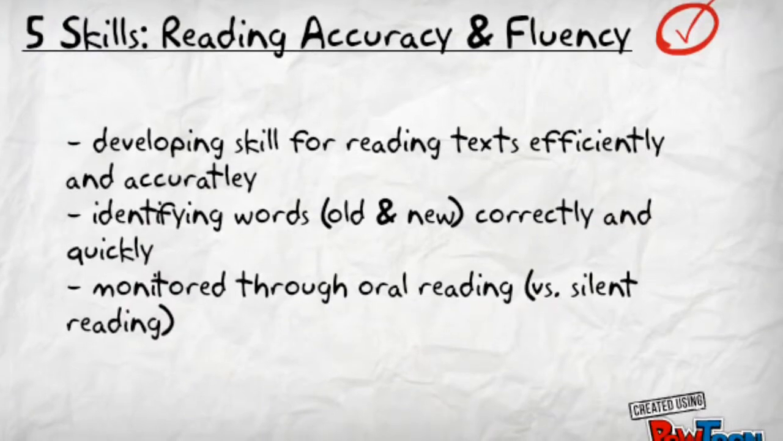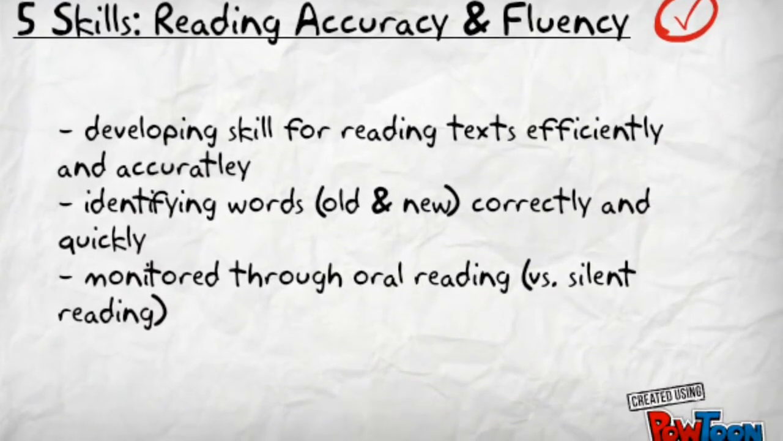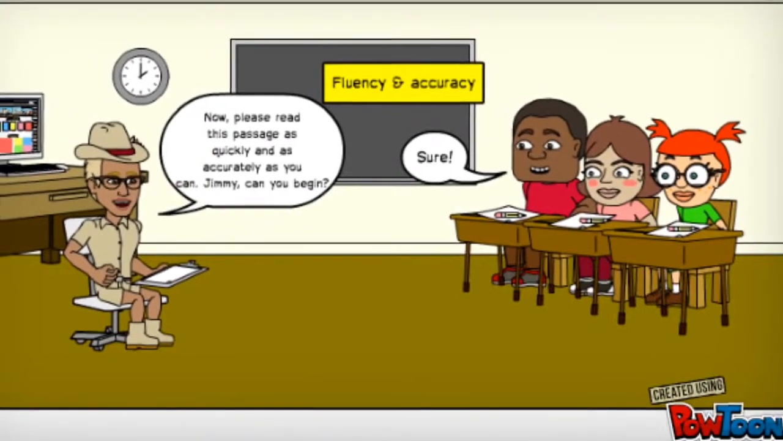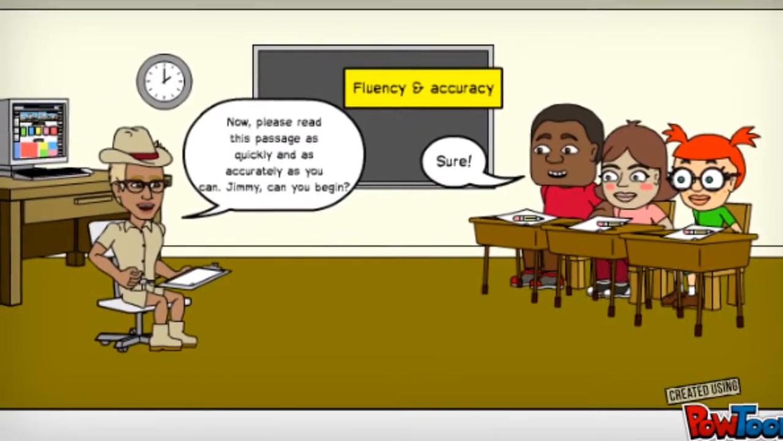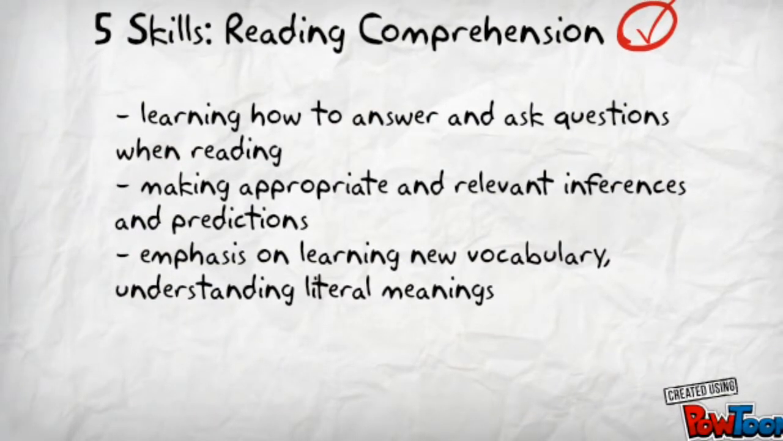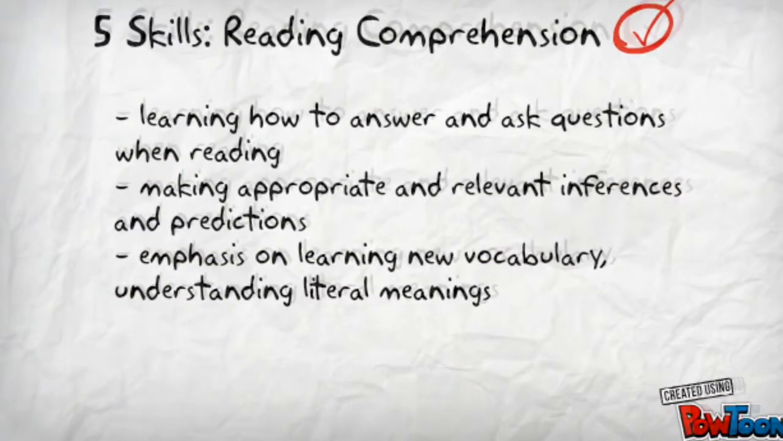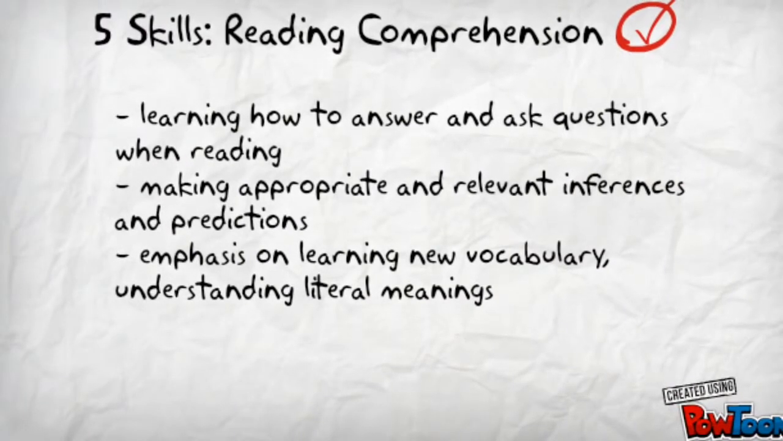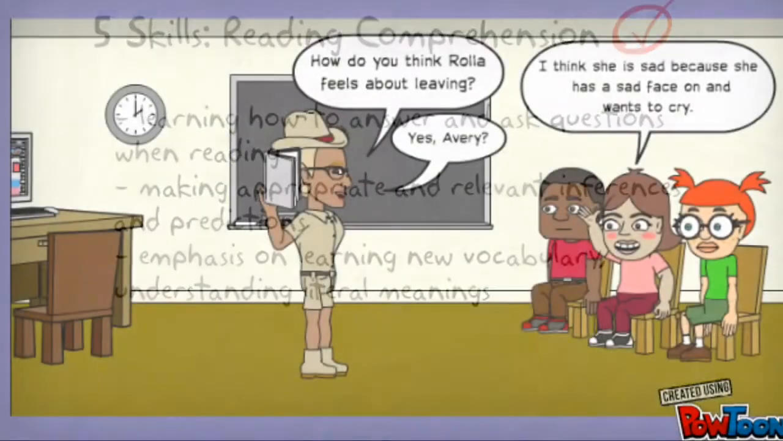Accuracy and fluency. Skill needed for reading text efficiently and accurately. Reading comprehension, learning how to answer and ask questions when reading, making appropriate and relevant inferences and predictions, and the emphasis on learning new vocabulary and understanding literal meanings.